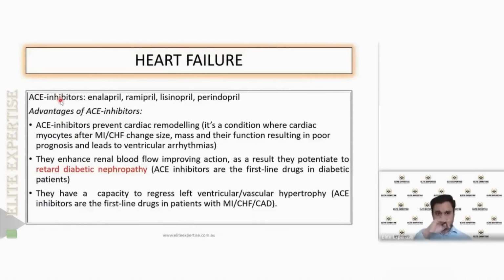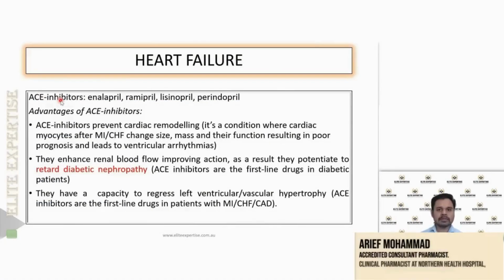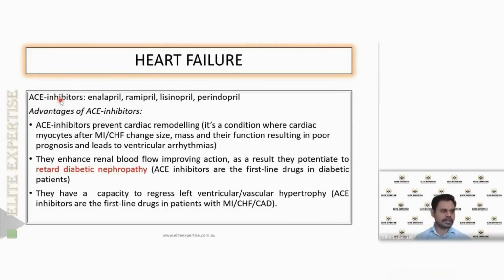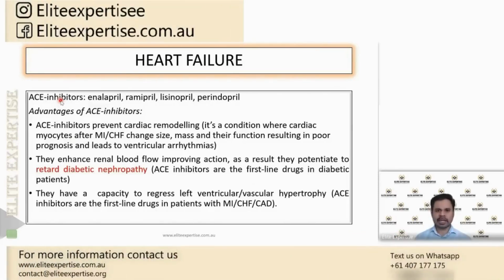So ACE inhibitors: captopril, enalapril, ramipril, lisinopril, perindopril, all are examples of ACE inhibitors. So we know the mechanism of action of ACE inhibitors. They mainly block the angiotensin converting enzyme. By blocking the angiotensin converting enzyme, they prevent the formation of angiotensin 2.